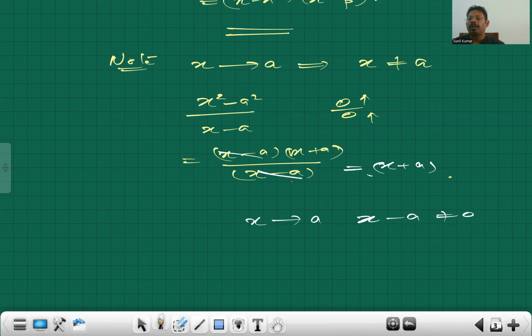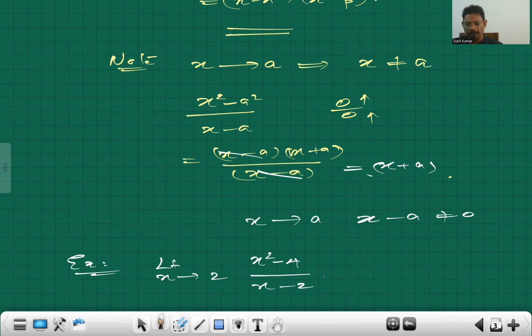In the numerator and denominator, the expression x minus a is not equal to 0. That is why we are going to get these two things cancelling. Earlier I gave an example like this: limit x tending to 2, x square minus 4 divided by x minus 2. What will happen to this problem? You can check it.